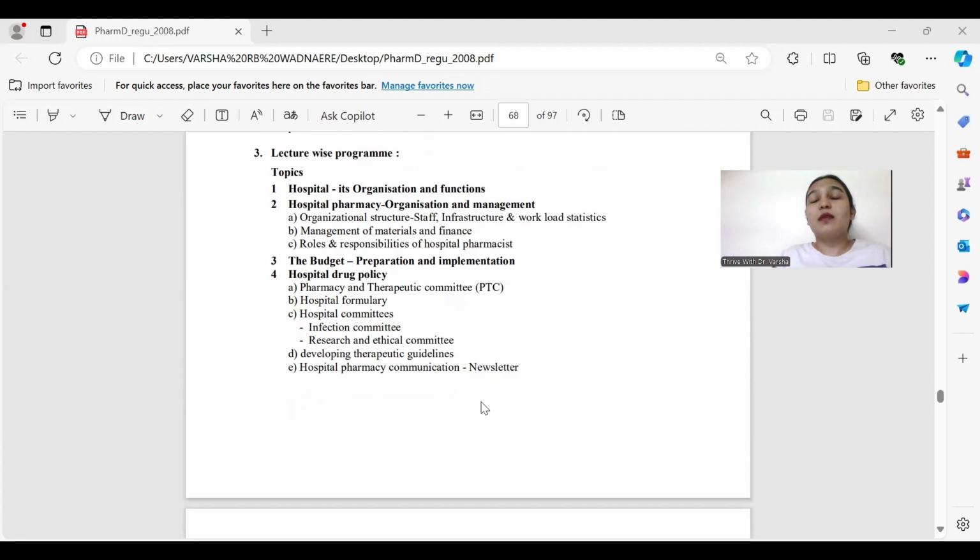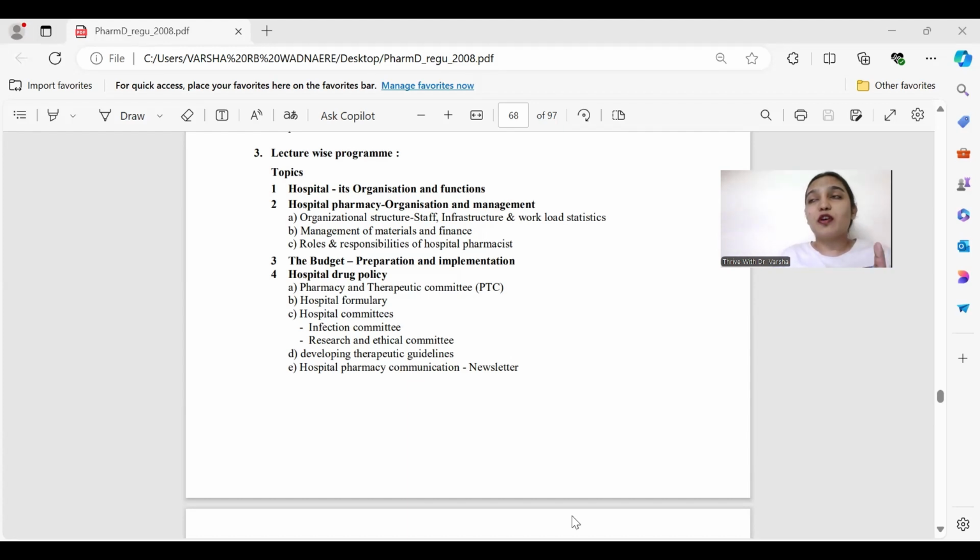Hospital drug policy. There are many policies in a hospital. So there are times where you have to make those policies. You have to grant those policies. And you have to distribute those policies. And you have to make sure that policies are being followed. So you will be learning all that. Pharmacy and therapeutic committee, hospital formulary.